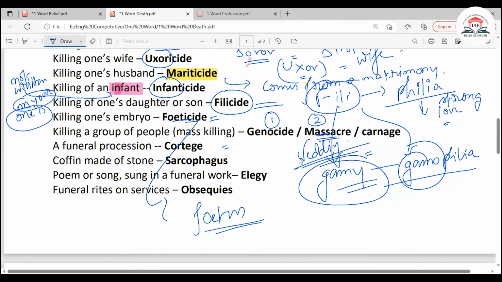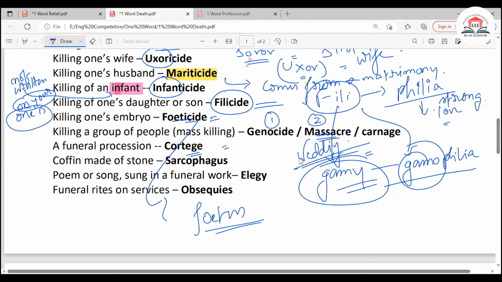Now, genocide, massacre, carnage: mass killing, killing of a large number of people together. Like we say Jallianwala Bagh massacre, right? So killing of a number of people together. Carnage, same meaning. Genocide, same meaning.